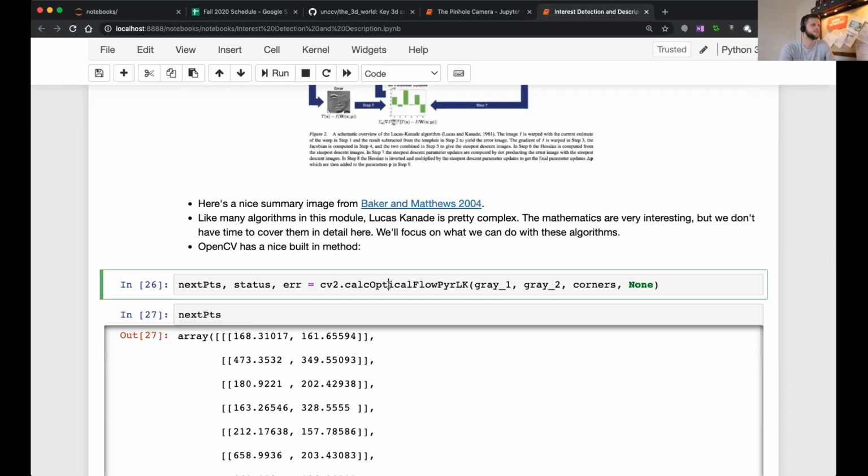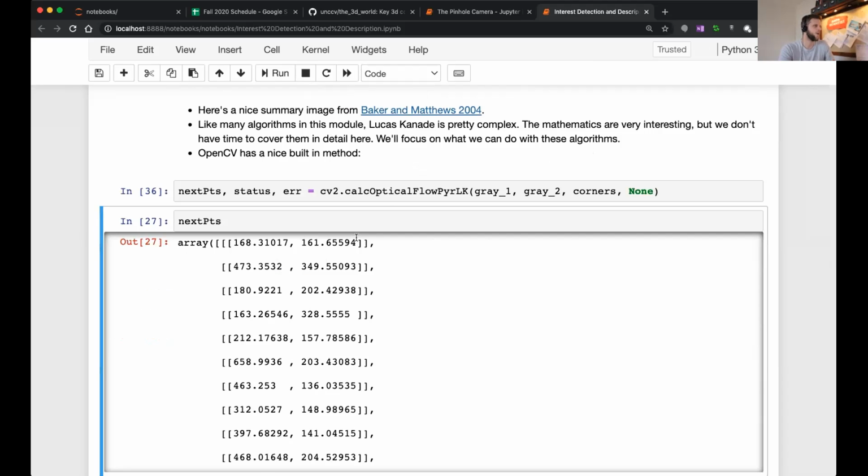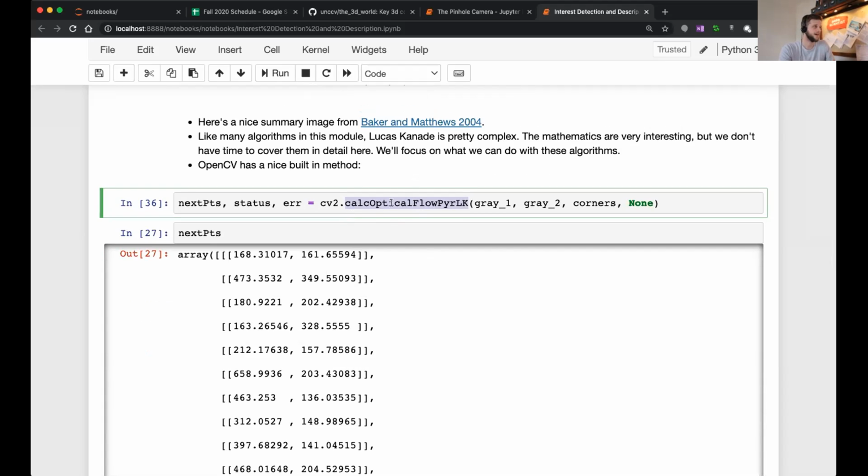But this is a method that tries to estimate where points move from one frame to the next. So if we look at the method in OpenCV, it's calcOpticalFlowPyrLK. The pyramid is actually pretty cool. What this is doing is making a pyramid of images, starting with a full resolution image and then taking a downsample and a downsample and a downsample, making smaller and smaller images. It's a cool technique. We don't quite have time to talk about it in this class, but it lets you solve problems at multiple scales.